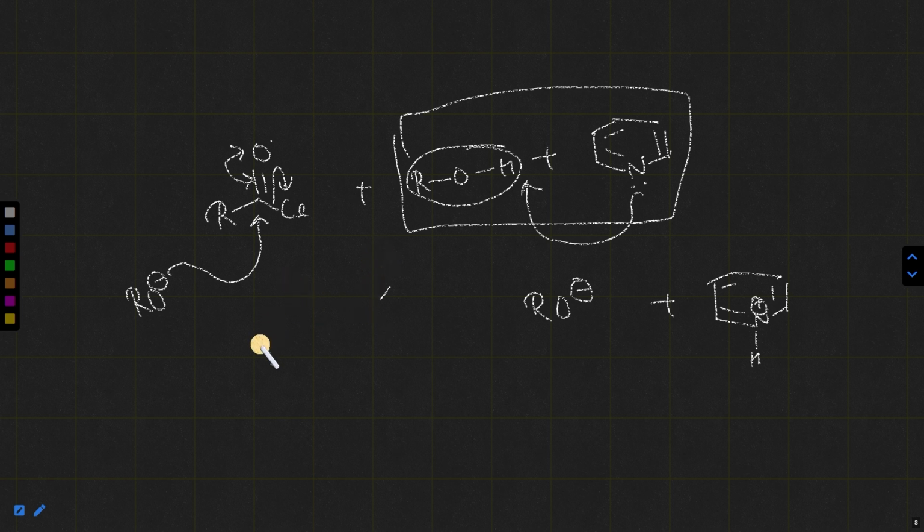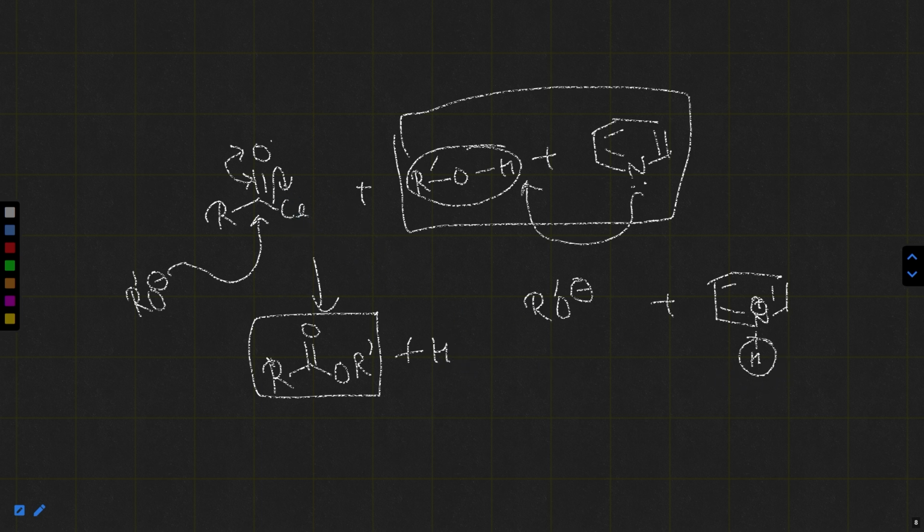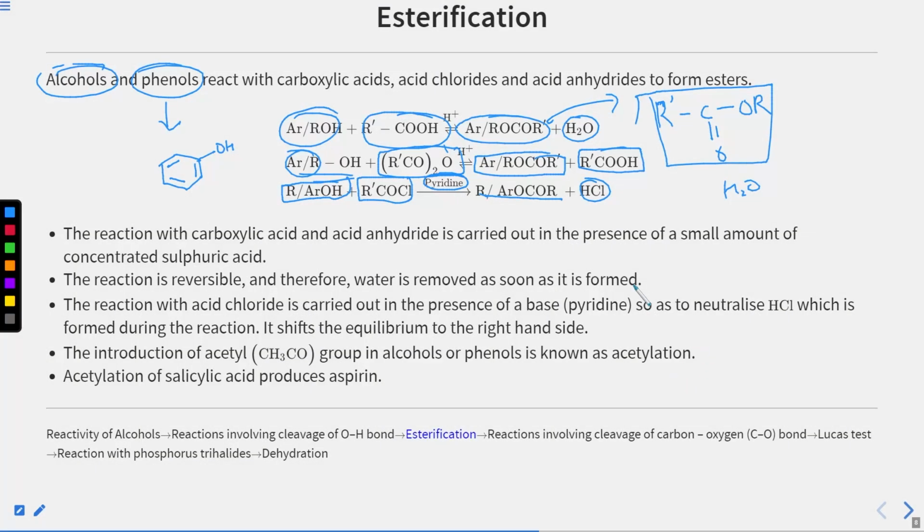So you will get, suppose this is R dash. Okay, this is R dash, R dash. Therefore, we will get this thing. Okay, so this is our product. Plus, what will be formed? Your HCl will form. We have our Cl. This Cl minus will take this H and we will get the HCl and we get our pyridine back. So this is the way all these reactions take place.